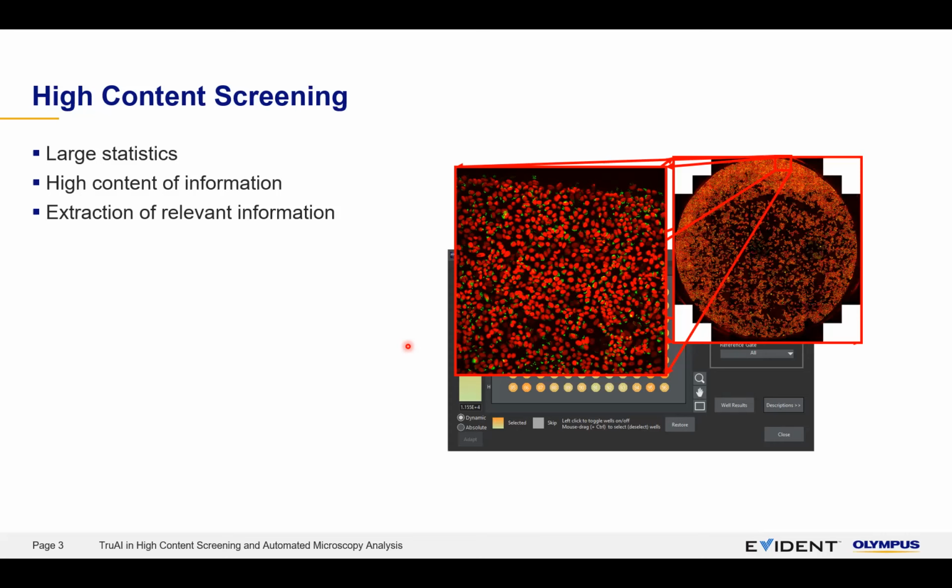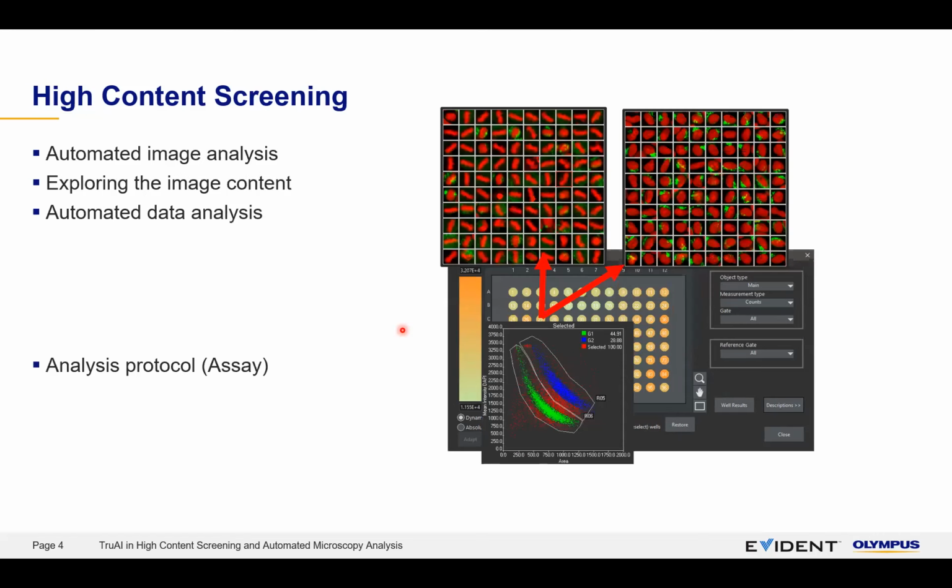So for each well, we have, for example, 100 images, and each image is a microscope image with, for example, 20x magnification. So we also have high content of information. We see details of each cell, of each object. And the challenge now is to extract the relevant information from this large heap of images. This means we need some kind of automated image analysis, so getting objects from the images.